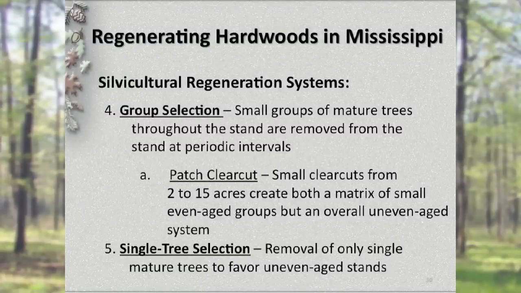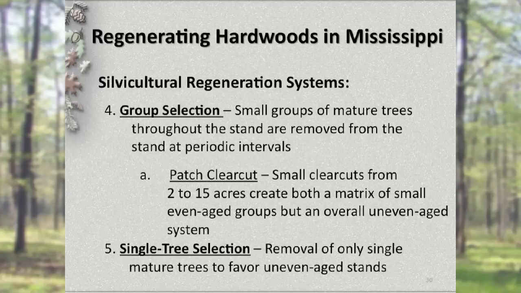And group selections, this is where small groups of mature trees throughout the stand are removed at periodic intervals. And I've added on patch clear cuts. These are small clear cuts from anywhere from 2 to 15 acres, which is going to create a matrix of small even-age groups, but if you look at it at a landscape level, it looks similar to what you would see as an uneven-age type of system.